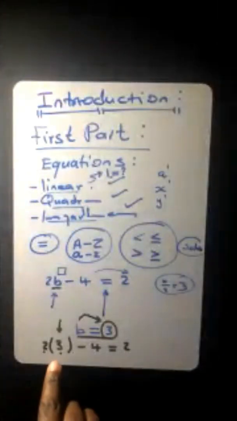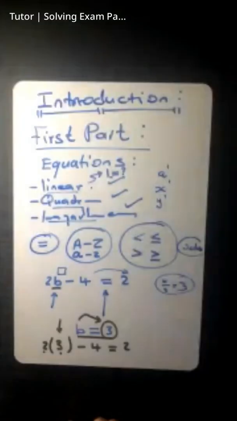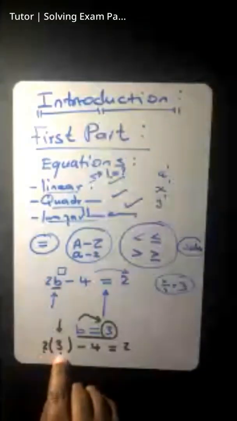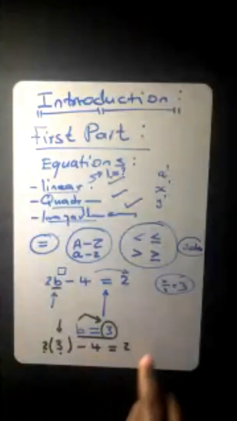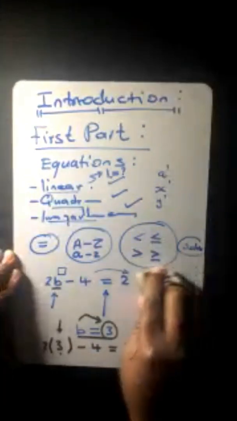But if you got, let's say, 4 there as your final answer, that means 2 multiplied by 4 is 8. 8 minus 4 is 4. Then it means your B value is not correct.